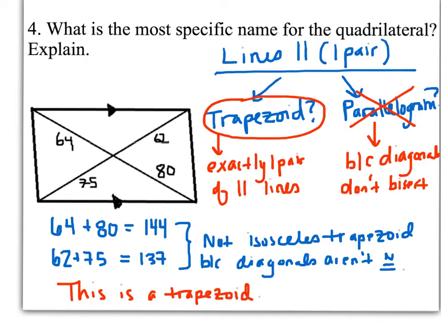Okay, so again, let's just go through that reasoning. We identified the parallel lines, so we know it's either a trapezoid or a parallelogram. We looked at the diagonals and saw that they did not bisect, so it can't be a parallelogram. Therefore, it's a trapezoid. One pair of parallel lines. Then we want to see, well, can we get more specific? Is it an isosceles trapezoid? So we check whether the diagonals are congruent, and they aren't, so it's not isosceles.